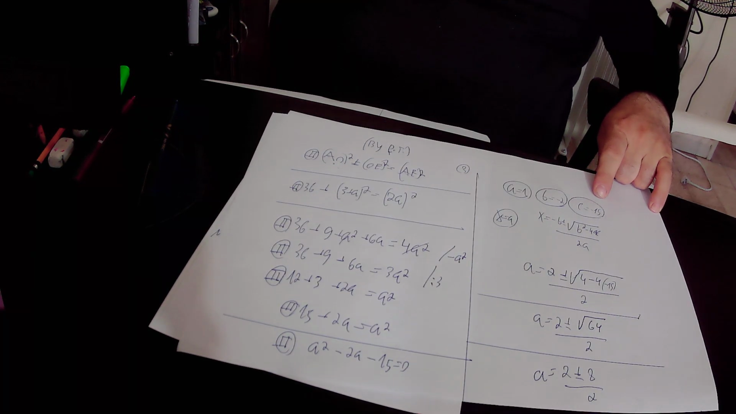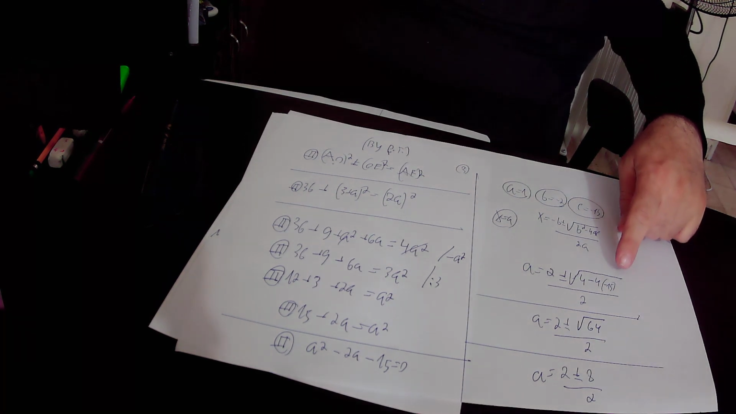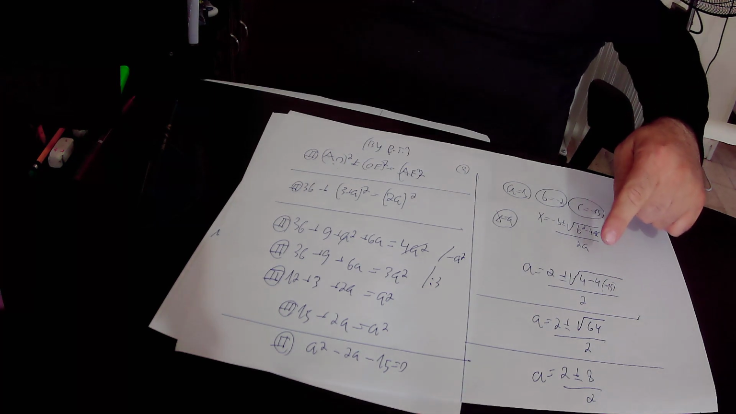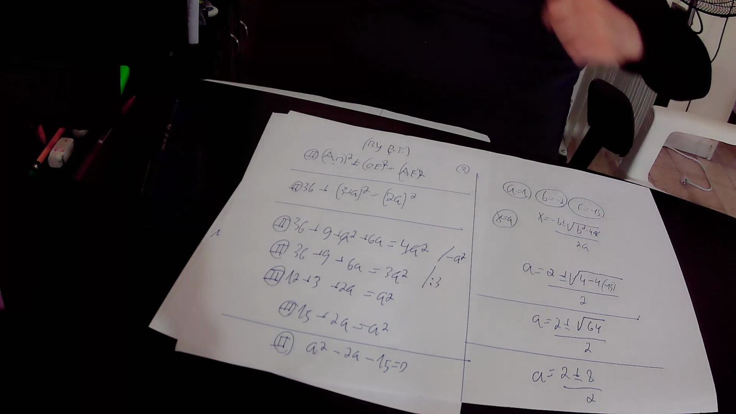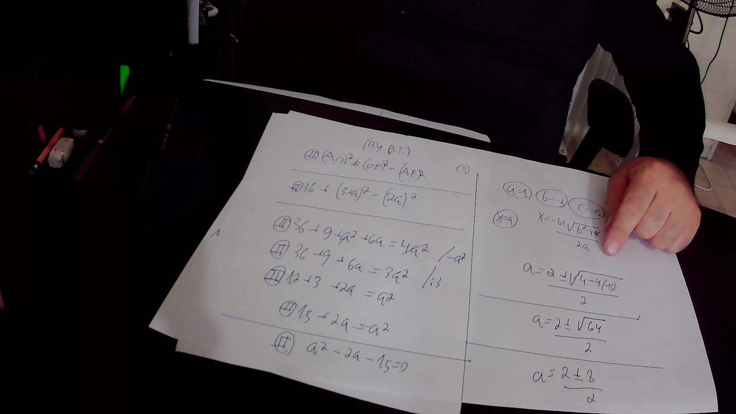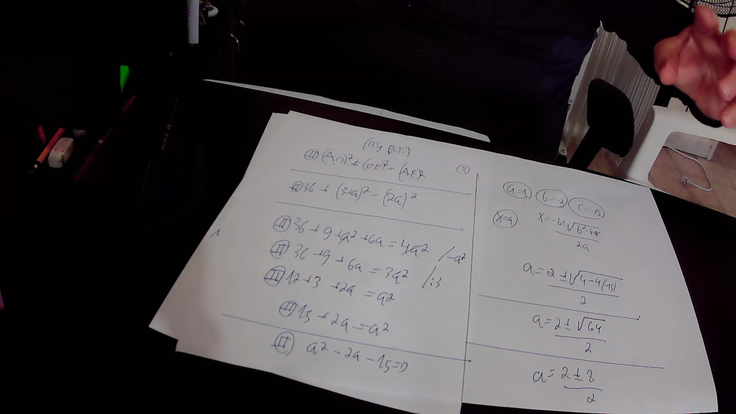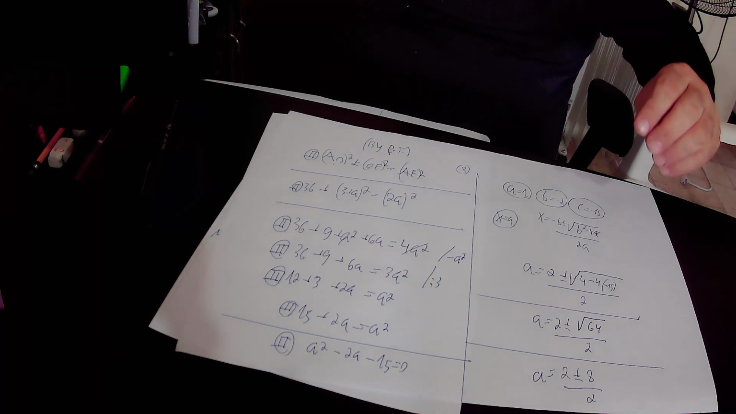And c is minus 15. So this expression equals, in conclusion, minus 4 times minus 15 over 2a. A is 1, so 2 times 1 is 2. Inside the root, minus 4 times minus 15 is plus 60, and 60 plus 4 is 64. So inside the root we have left only 64.